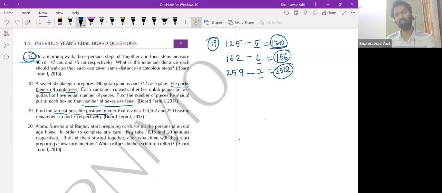So what should we calculate in this case? Sir, HCF. Right, because we are calculating the small number, a number smaller than these three numbers.